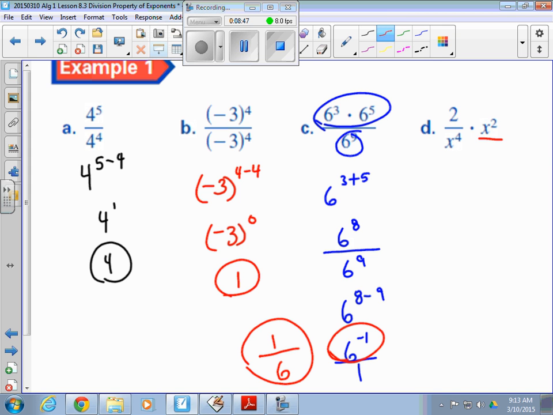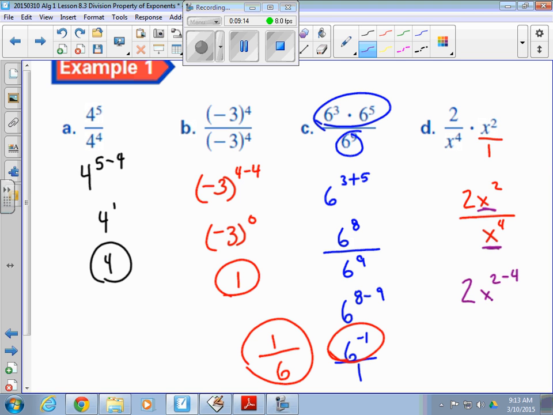Everything is over 1 when you multiply straight across. 2 times x squared is going to be 2x squared. 4, x to the fourth times 1 is x to the fourth. So we have 2 on top, but that's not going to change what we do with our exponents. It's still the same exponent dividing the same base, x and x. So it'll be 2x squared minus 4.